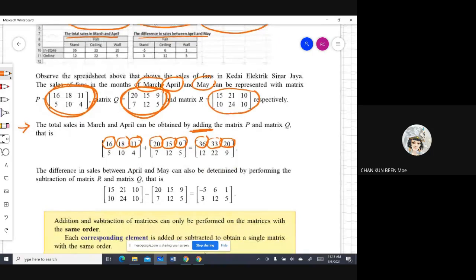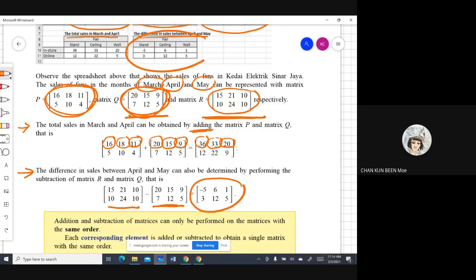And then this part, the difference in sales between April and May can also be determined by performing the subtraction of matrix R and matrix Q. So this is matrix R, okay, this one. This is matrix Q, this one. They are equal to the difference of April and May. This one you can see, negative 5, 1, and negative 5, 6, 1, 3, 12, 5, everything is the same here. So this is about the subtraction of matrix, whereby you just need to remember when it comes to addition and subtraction, you just add and subtract the corresponding elements.